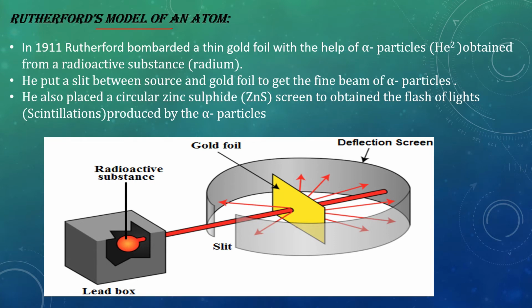Now Rutherford performed the gold foil experiment, and here in 1911 Rutherford took a thin gold foil and he bombarded this gold foil with alpha particles.